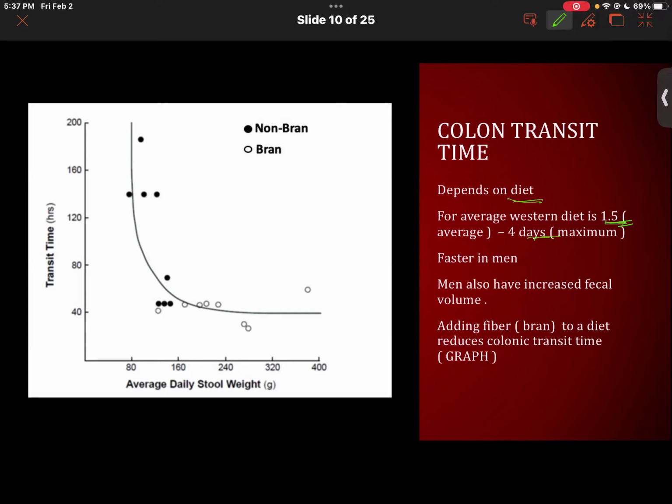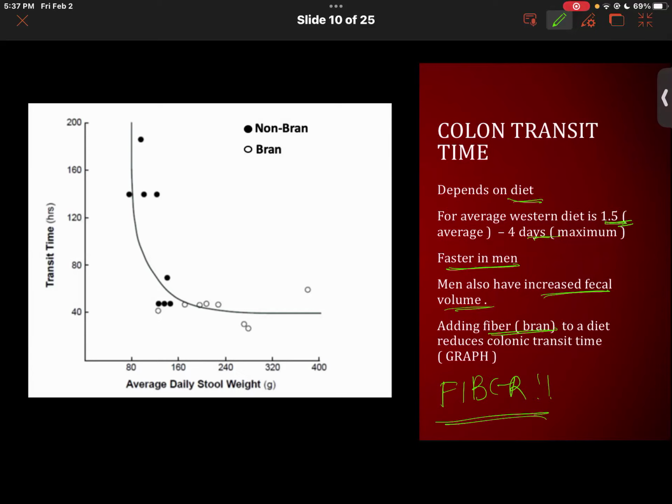The colon transit time is faster in men, and men also have increased fecal volume. So this is obviously due to the fact that usually men eat more than women to consume more calories per day, and this causes an increased fecal volume. So adding fiber, such as bran fiber, reduces the colon transit time because it basically provides lubrication for the feces and allows it to pass through the colon easier.